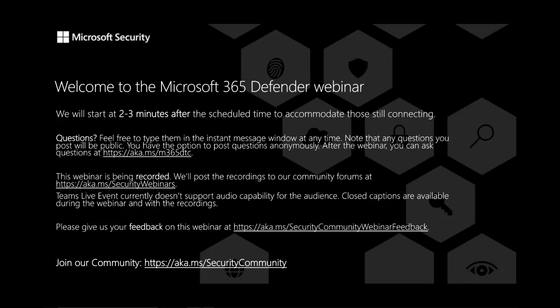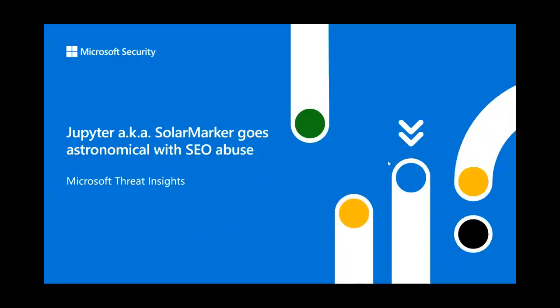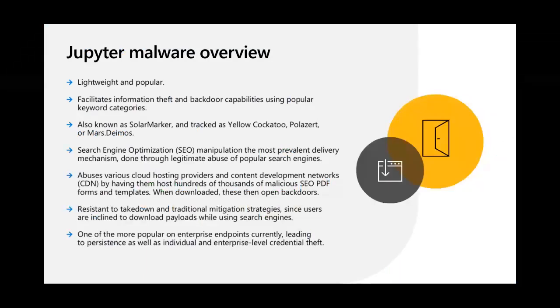Today's webinar is going to be covering Jupiter, otherwise known as Solar Marker, and a few other names. We're going to be covering the content that we have released for our customers through Threat Analytics, through this monthly platform, Monthly Threat Insights. Jupiter also is known through the community as Solar Marker, Yellow Cockatoo, Polazert, or sometimes referred to by its individual components as Mars, Deimos, or just Deimos.